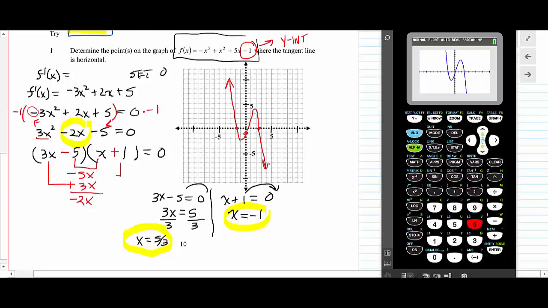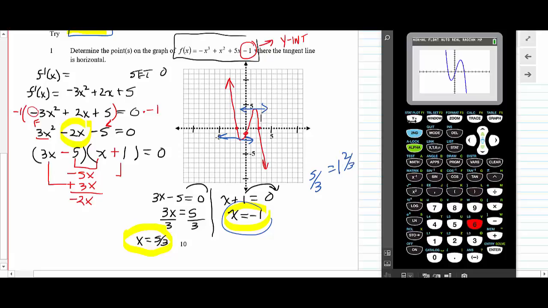So here's kind of what I want you to see on here: we're trying to find two places where the tangent line's horizontal. Okay, one place is -1. My graph is not perfect, but does it kind of look like you would have a horizontal tangent line there? Okay, the other place was 5/3. 5/3, I think, is 1 2/3. So the other place is right there.